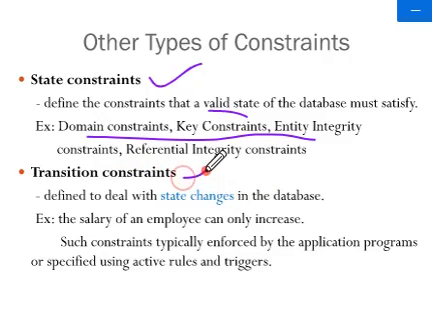Next is transition constraint. Transition itself tells us changes. So it deals with the state changes in the database. State change, that means what? The database state will be changing. Say for example, the semester of the students will be changing every 6 months. Yes or no?